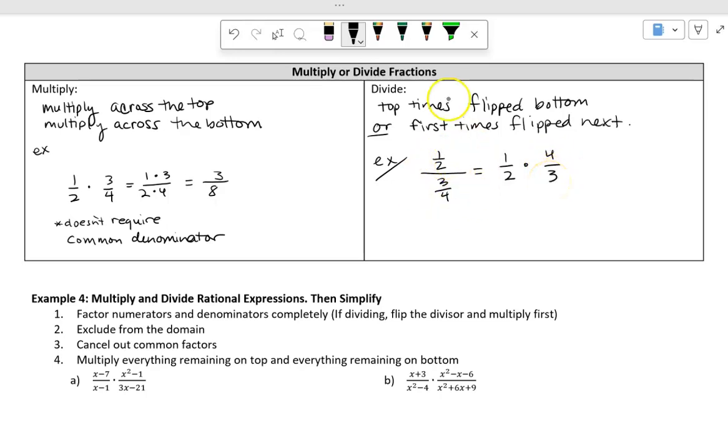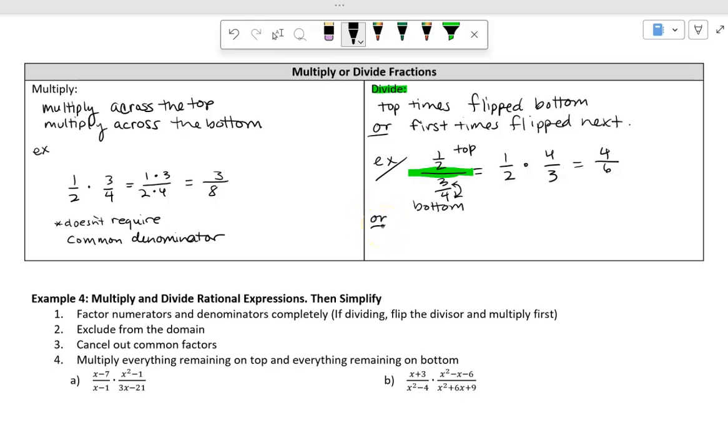Okay, so when you're dividing, because dividing can mean fraction, you take the top times the flipped bottom and you multiply. So I change this to a 4/3. That's one way to do it, and in this case you get 4 over 2 times 3 is 6, and I could reduce it, but I'm not going to worry about it.